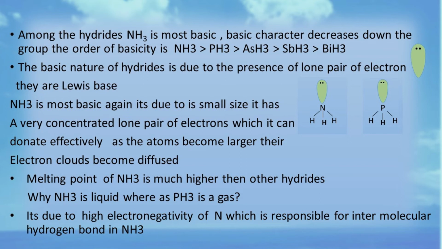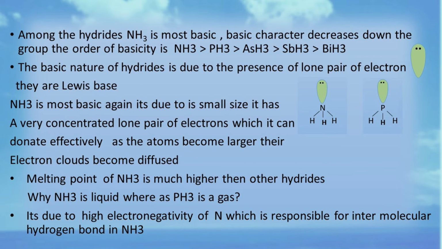If you look into the melting point of hydrides, you will see that the melting point increases down the group. But here there is again an anomalous property due to the electronegativity of nitrogen. Here the melting point of ammonia is much higher than that of the other hydrides.